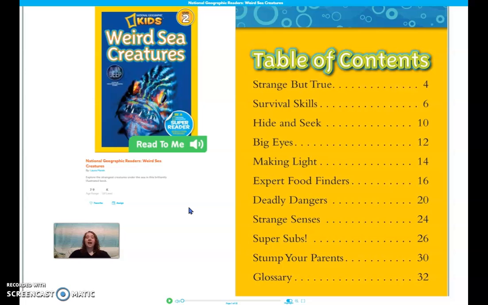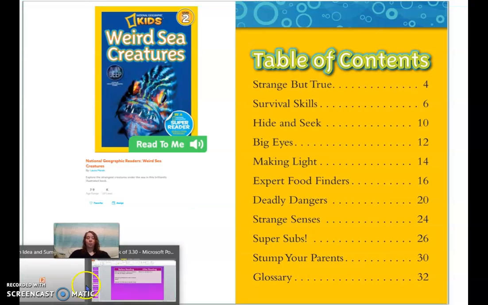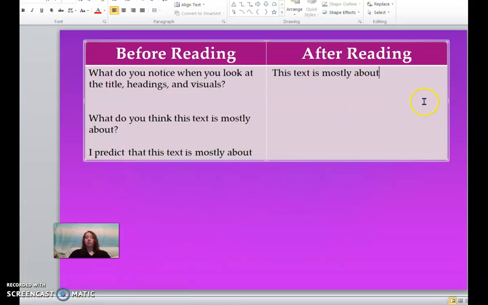After you preview the text, think about what the author wants you to know about weird sea creatures. Then, once you're finished reading the text, write a statement about what the main idea is. You can use the sentence starter. This text is mostly about, and remember, you're focusing on the so what. If the what is weird sea creatures, what does the author want you to understand about them? And you might have one or two ideas.